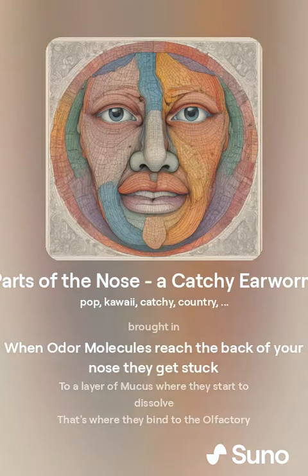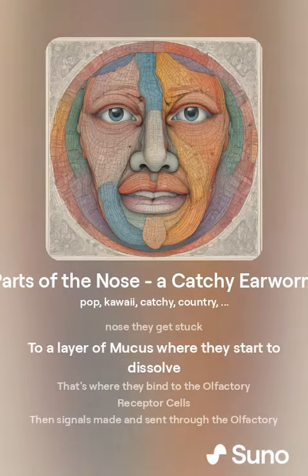When odor molecules reach the back of your nose, they get stuck to a layer of mucus where they start to dissolve. That's where they bind to the olfactory receptor cells. Then signals are made and sent through the olfactory tract.